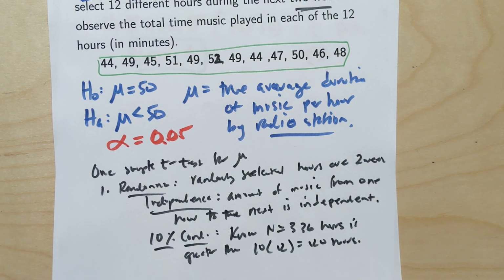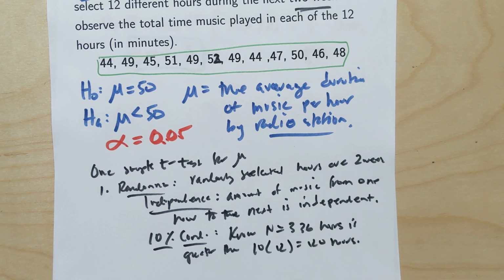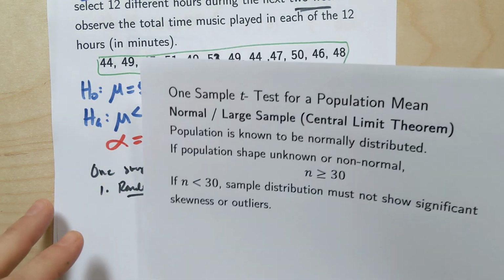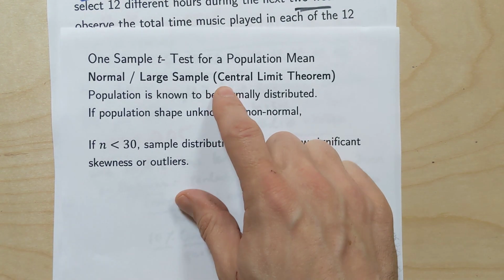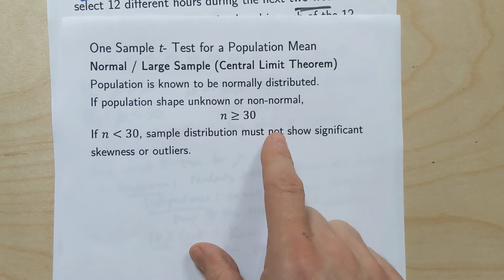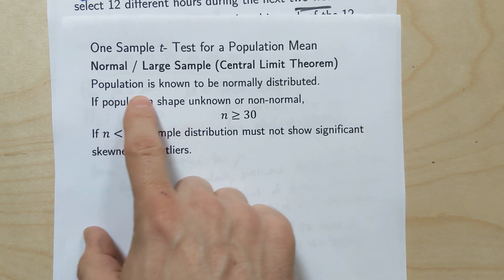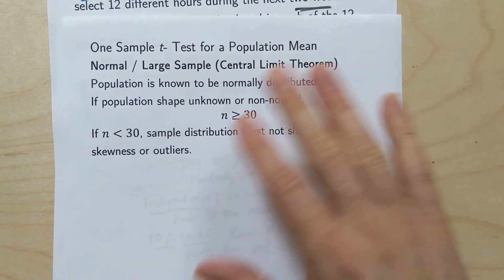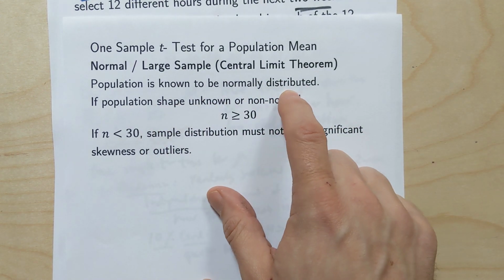Now, the last thing we'd have to check here is the special condition that's just for a one sample t-test. These other things, randomness and independence, are for every single time we do any inference procedure. For a one sample t-test, this is actually a lot like, though technically not, the central limit theorem. And we saw this when we did confidence intervals, right? If we know the population is normally distributed, we don't have to worry about any special conditions. We can go ahead and use the t-test.